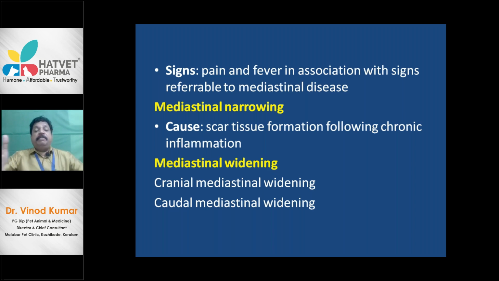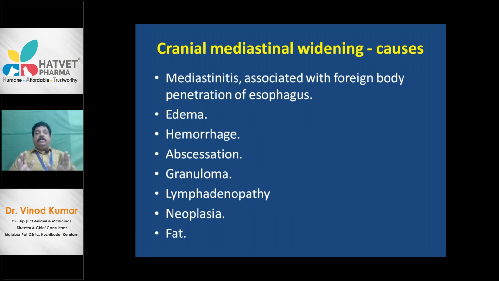Then sometimes the mediastinum narrows or widens. Mediastinum narrowing can be caused due to scarring after the infection, scar formation. And mediastinum widening occurs. There is the cranial mediastinum and the caudal mediastinum, so there is cranial mediastinal widening or caudal mediastinal widening. In the cranial mediastinum, we have the thymus, the anterior vena cava, and the mediastinal lymph nodes. So the thymus and the lymph nodes themselves make a big volume of the cranial mediastinum.